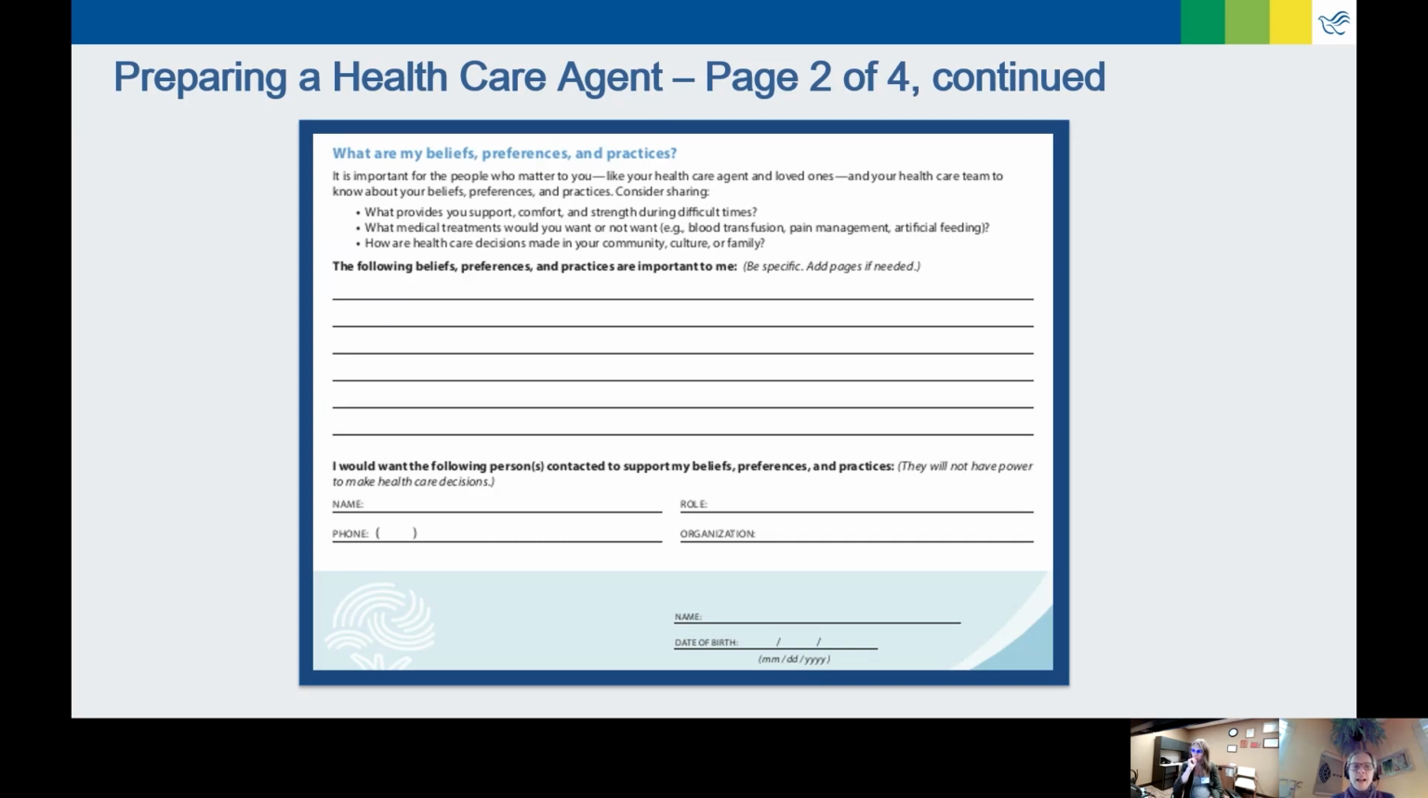And then you'll notice that it has a chance to write who's going to support that part of your being. That could be one of the same people you named on the first page, but it gives you an opportunity to name somebody different who might be able to support you and your family or community around that part of your being, but not make medical decisions on your behalf necessarily.